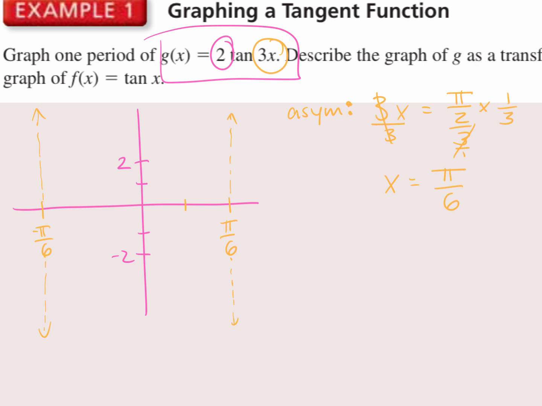Now, how do we find the key points? We take the asymptote and do what to it? Multiply by 1/2. We are cutting it in half. So pi over 6 times 1/2 would be what? To find the key points. What's pi over 6 times 1/2? Pi over 12. So pi over 12, and what do you think the one on the left is going to be? Negative pi over 12.